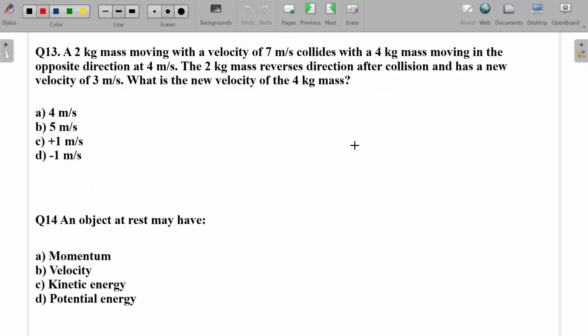Yes, sir. All right. Let us look at question 13. Question 13 says that a 2 kg mass moving with a velocity of 7 meters per second collides with a 4 kg mass moving in the opposite direction at 4 meters per second. The 2 kg mass reverses direction after collision and has a new velocity of 3 meters per second. What is the new velocity of the 4 kg mass?